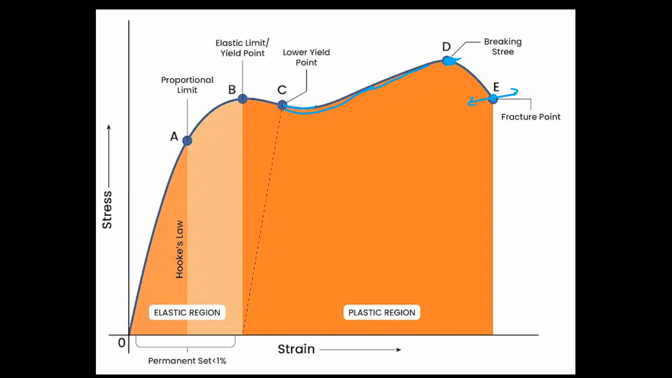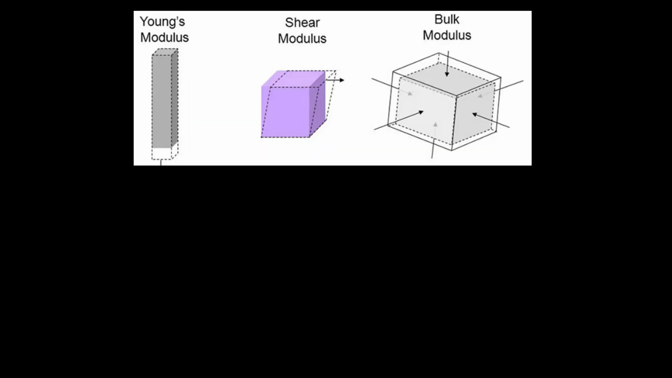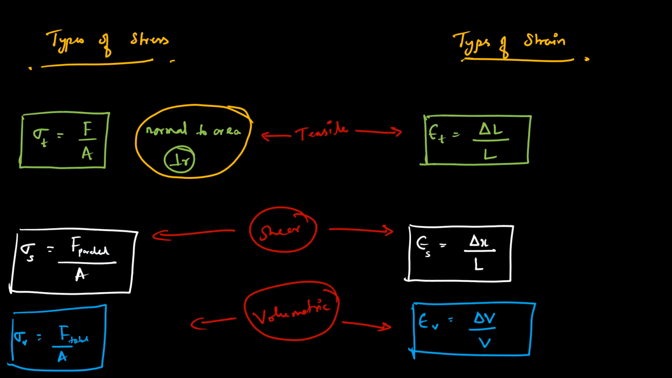Okay. Now let's talk about three types of moduluses. And what is that? That is Young's modulus, shear modulus, and bulk modulus. Young's modulus is represented by Y, and it is the ratio of tensile stress over tensile strain. So let me write down over here tensile stress over tensile strain. And we already know the formula. This is your F divided by A, and it is delta L divided by L.